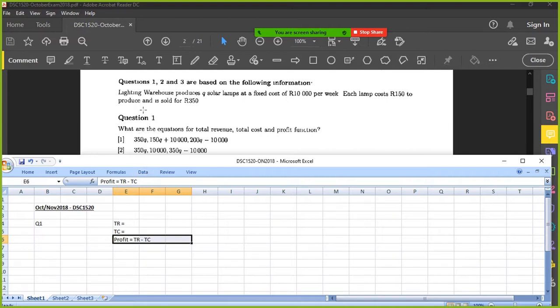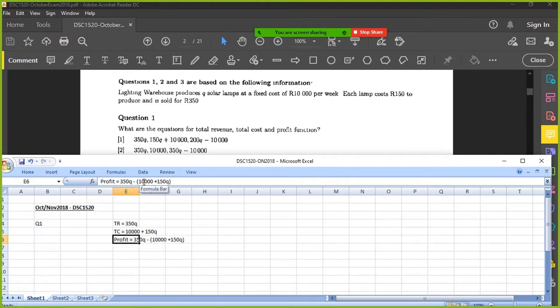So looking at this, you've got Q as the quantity, you've got fixed costs here, and the lamp costing 150 each, which is the variable cost, and they tell you what the selling price is. So total revenue would be 350Q, price times quantity. The cost would be the fixed plus the variable, 10,000 plus 150Q. And if you want to work out the profit, it'll be the one minus the other. So 350Q minus open brackets 10,000 plus 150Q close brackets.